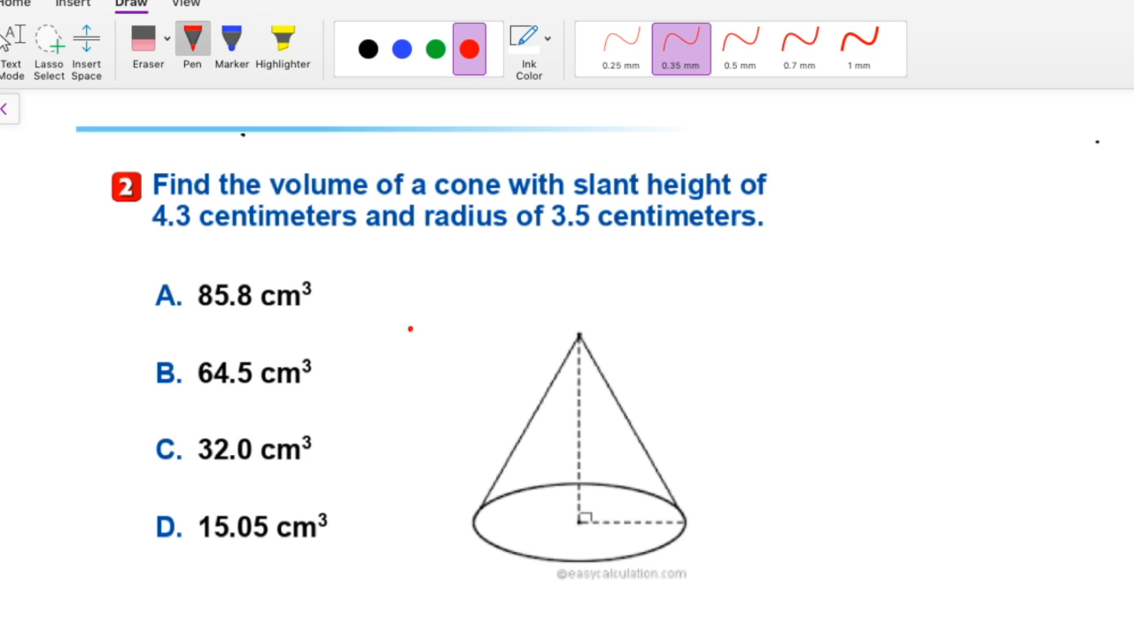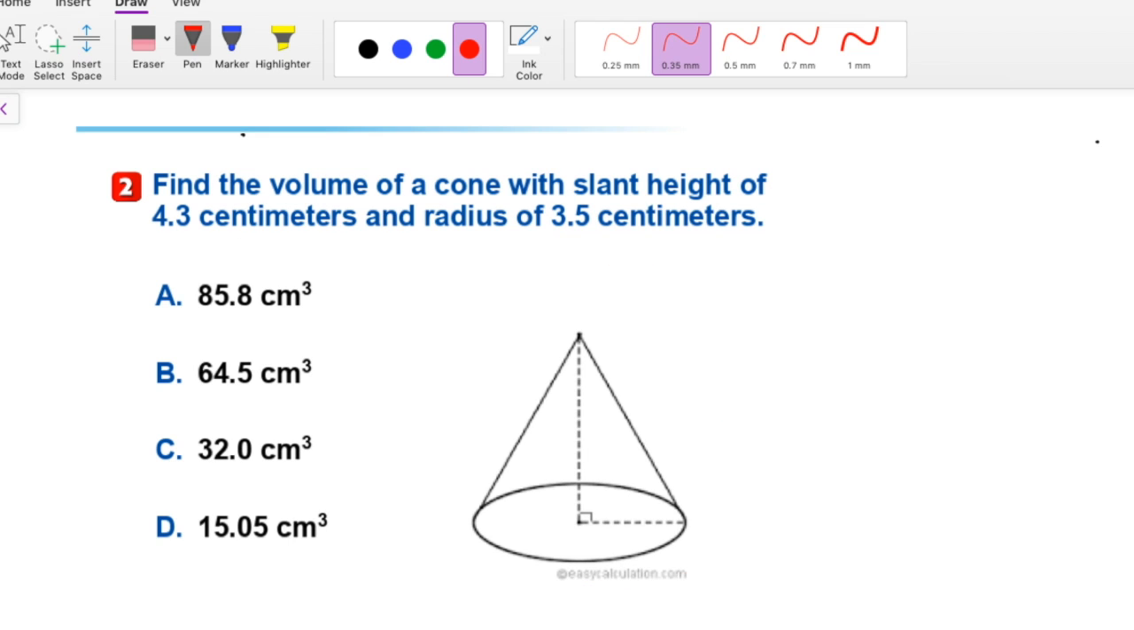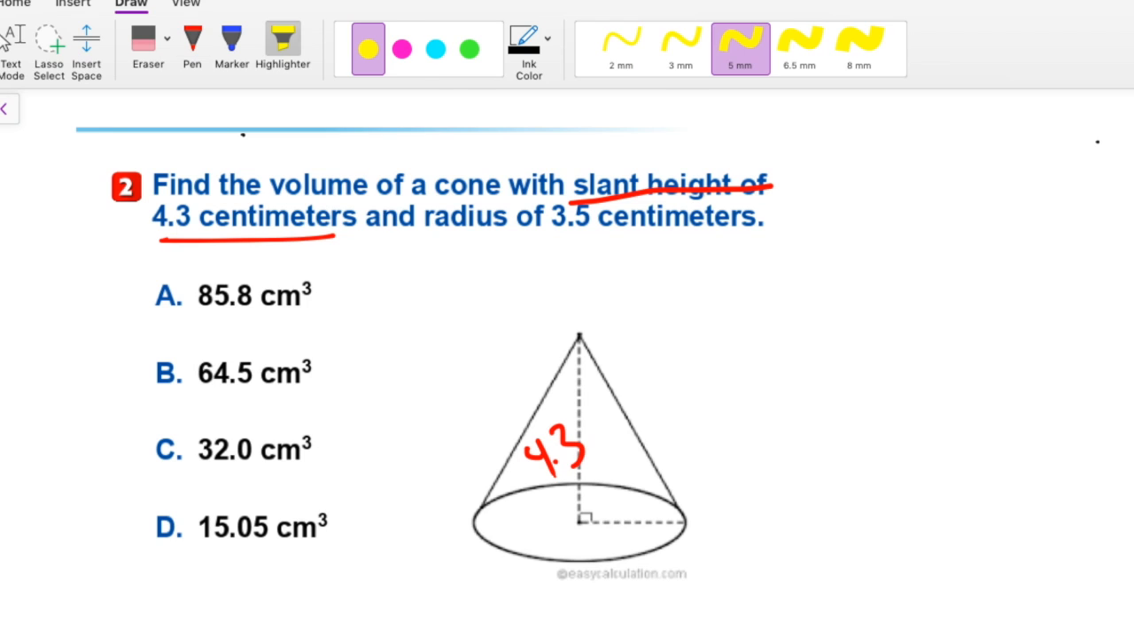As you can see here, I stole a picture of a cone from the internet because I think it'll be a lot easier. Now, let's fill in what we're given. It says slant height of 4.3 centimeters. So are we going to put that right here? No. Why? Because that's just the height. Unfortunately, it is not that easy to do. So we have to put our slant height over here.